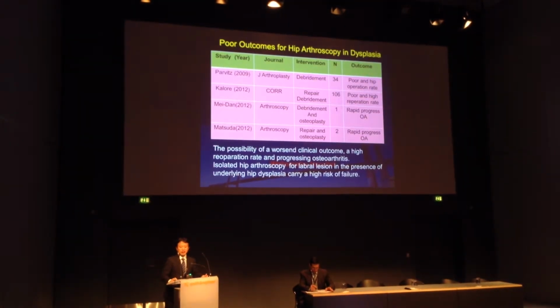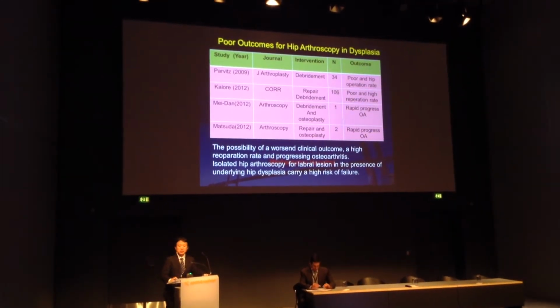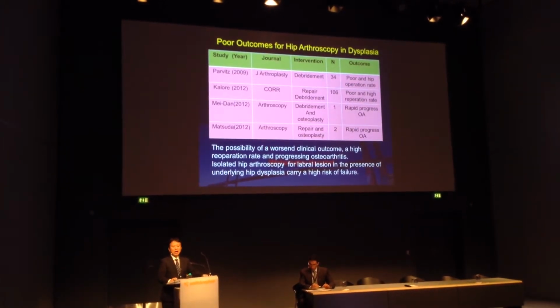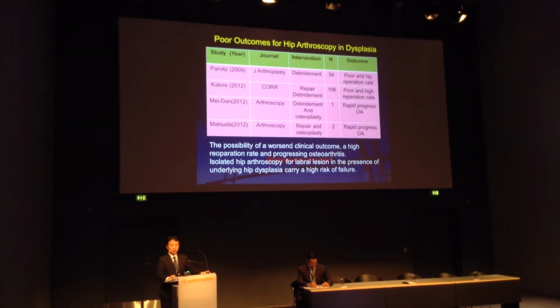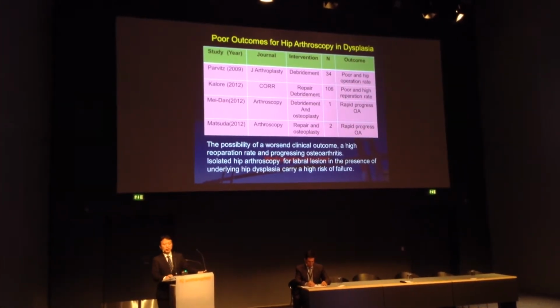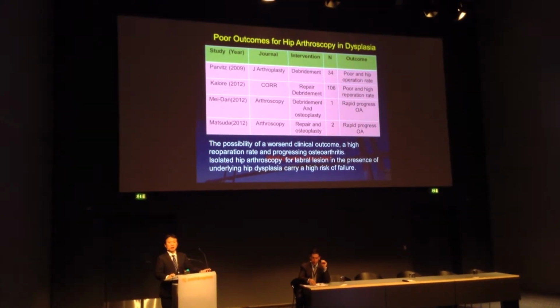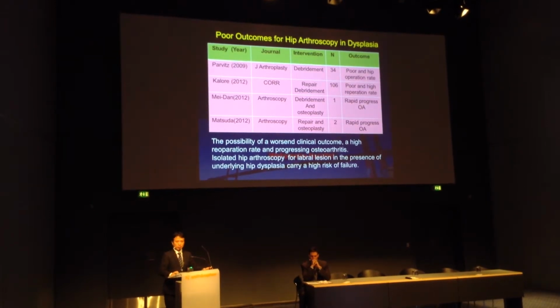However, in the last decade, there are several studies looking at poor clinical outcome for hip arthroscopy in the dysplasias. They demonstrated the possibility of a worsened clinical outcome, with a high reoperation rate and progressive osteoarthritis. So we realized that isolated hip arthroscopy for the labral lesion in the presence of underlying hip dysplasia carries a higher risk of clinical failure.